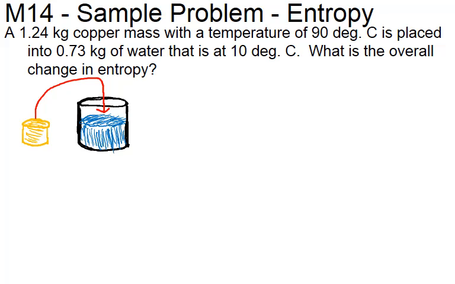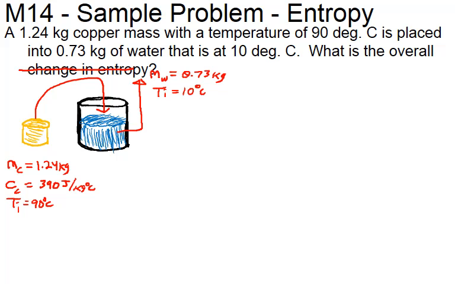So, what we're going to have to do first is figure out what's going on with the temperature, right? Here's the mass, 1.24 kilograms. Specific heat of the copper is 390 joules per kilogram degrees Celsius. Initial temperature is 90 degrees. We have the water here, which is 0.73 kilograms and 10 degrees Celsius. So, we know that we're going to need the average temperature eventually, right, to be able to look at entropy. So the first thing we got to do is calorimetry. So go ahead and pause the clip and figure out what the final temperature would be, and then we'll move to the entropy part.